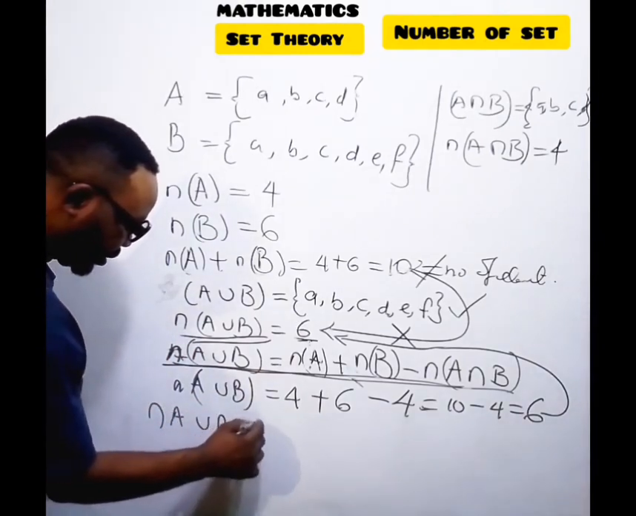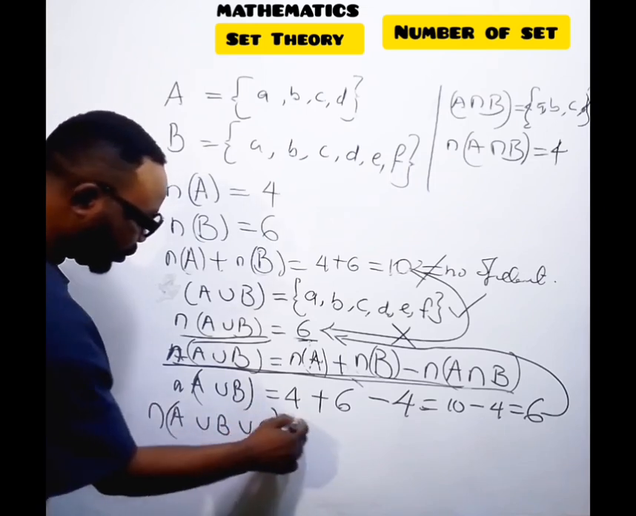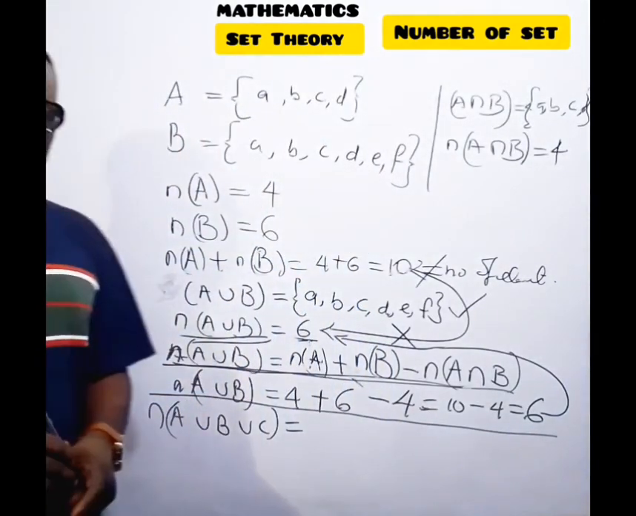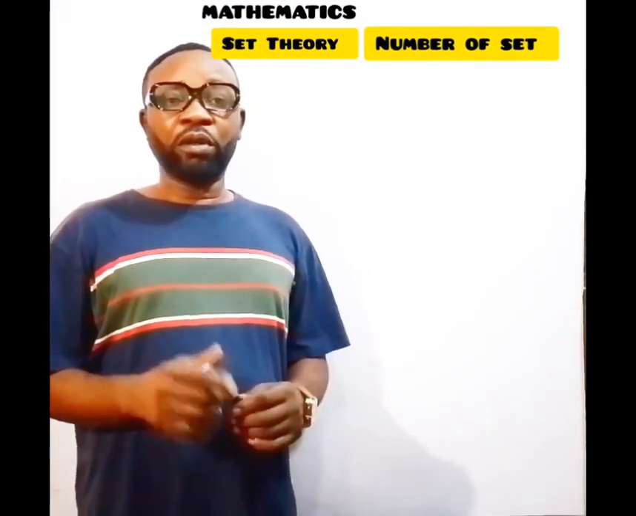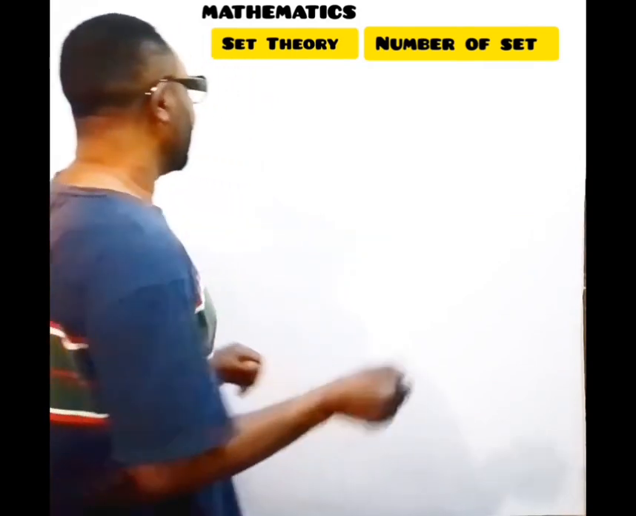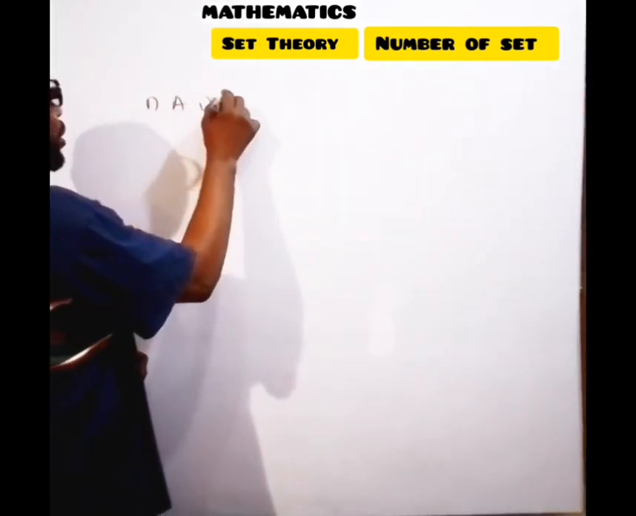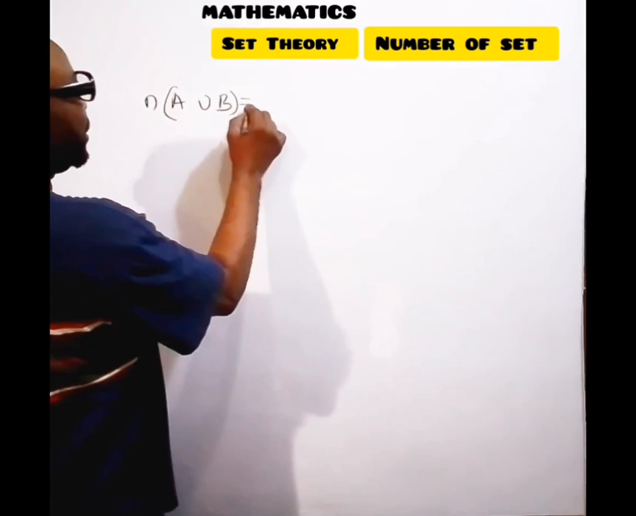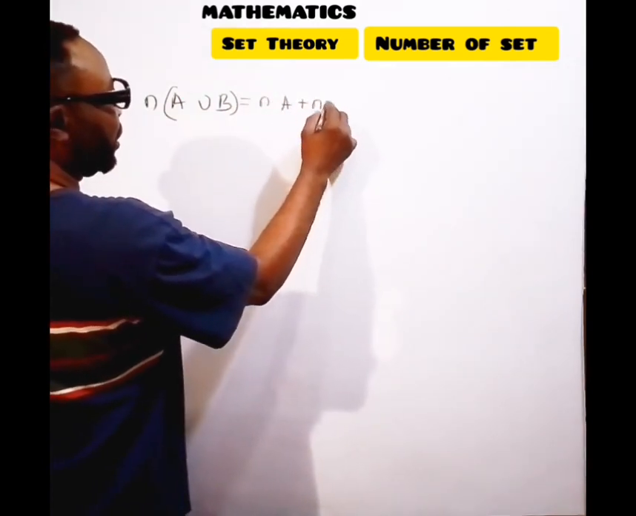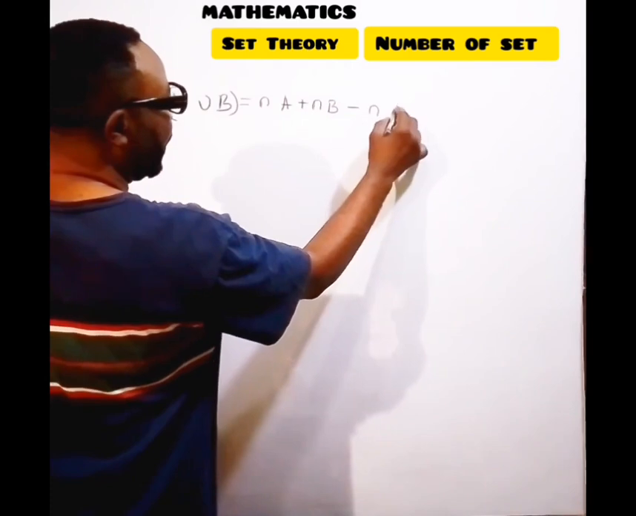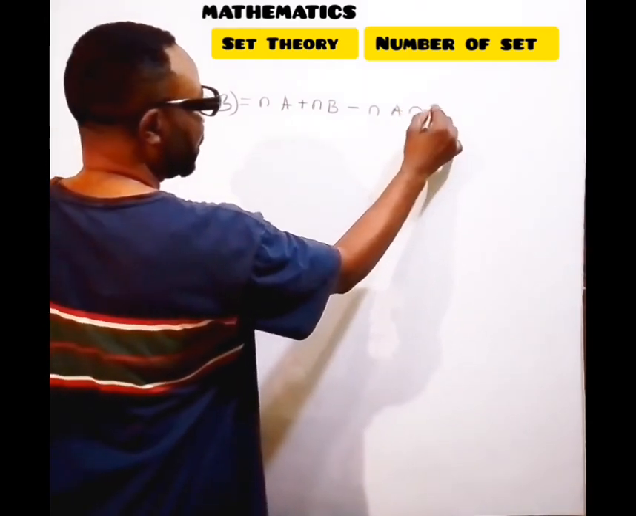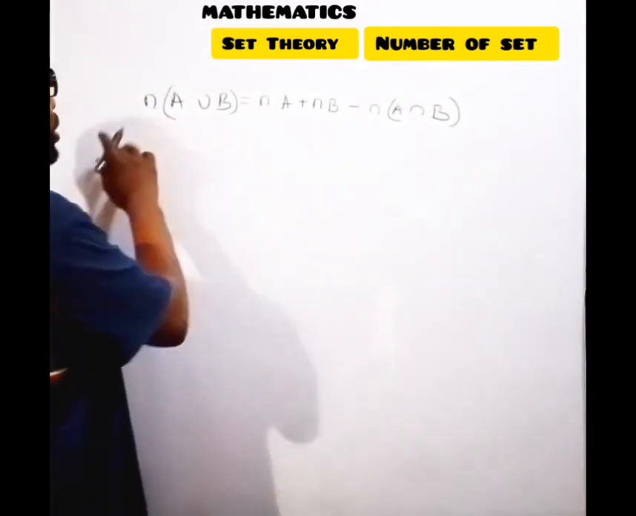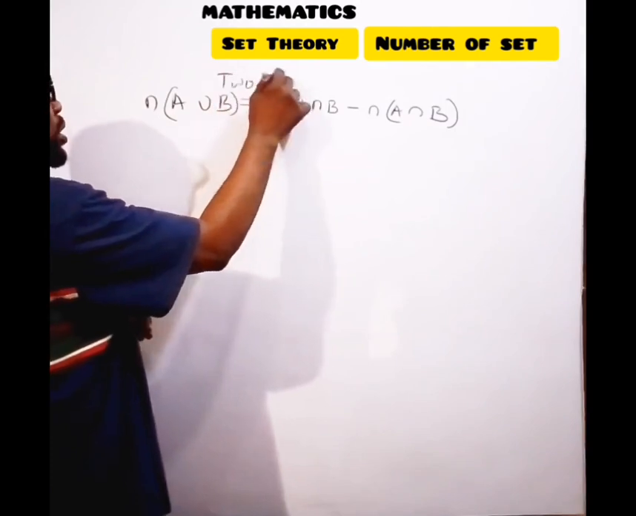number of A union B union C. The formula to get number of A union B union C. So let's look at that now. We've been able to find the value for number of A union B, when we are considering two sets in question, which is equal to number of A plus number of B minus number of A intersection B. That is how you find the answer to that question. This is for two sets.